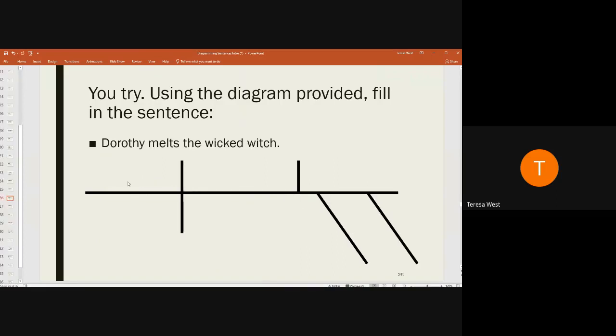Next one, Dorothy melts the wicked witch. Dorothy is our subject again. What does Dorothy do? Dorothy melts. That is our verb. Who does Dorothy melt? So we can see here that this bar shows a direct object. So Dorothy melts witch. The and wicked are both descriptors of witch. So that means they're going to be diagonal lines shooting off of witch. So the and wicked. Diagonal line shooting off of witch.